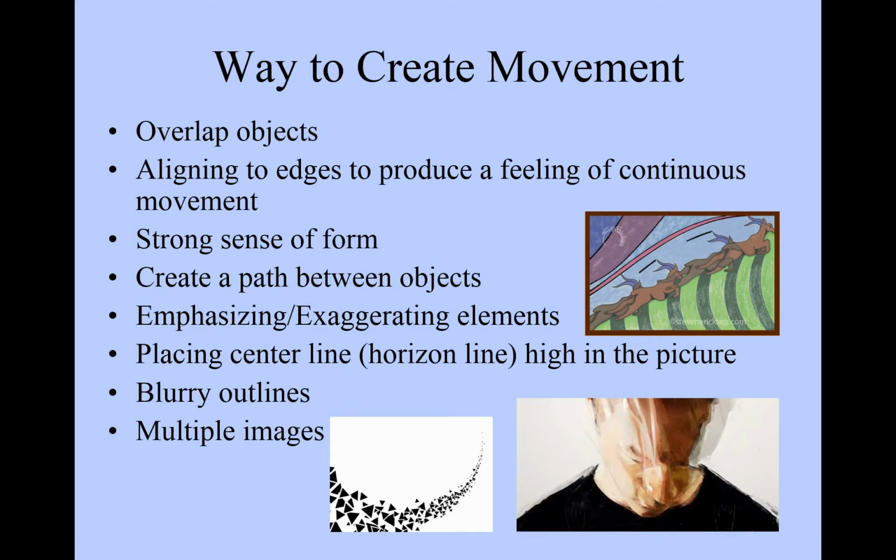Next, you do not have to write any of this down, but here are different ways to create movement. You can overlap the objects. You can align images edge to edge to produce a feeling of continuous movement. For example, that may be like the example with the reindeer. I have edge to edge reindeer and my eye follows through with them just because they're touching edge to edge. A strong sense of form, so I have good shadows, definition, and it feels like I can pick this up and follow through with this form.